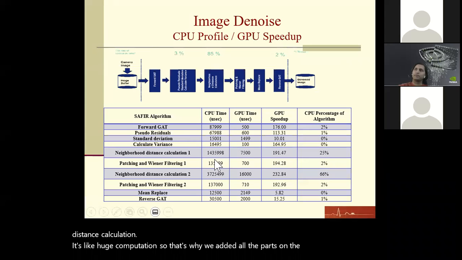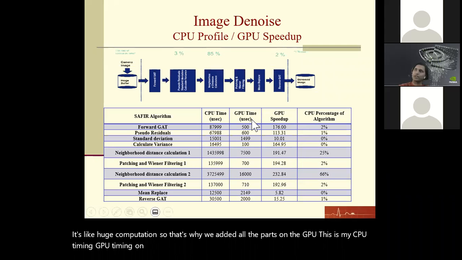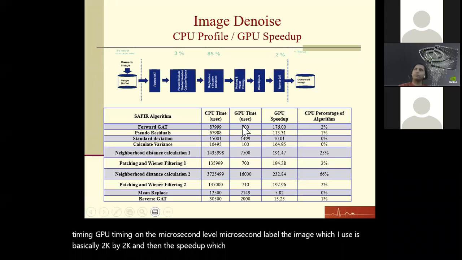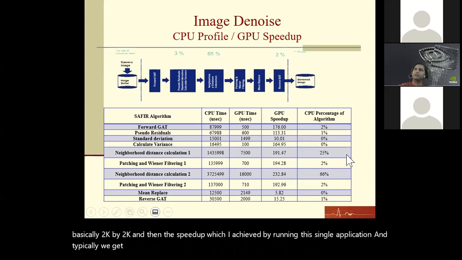This is my CPU timing and GPU timing at the microsecond level. The image I used is 2K by 2K. Then the speedup I achieved by running this single application, and typically we get performance speedups like this with different applications.